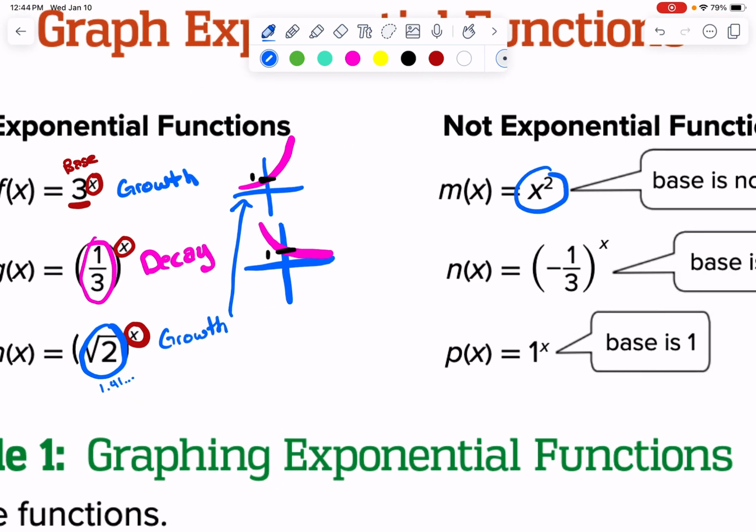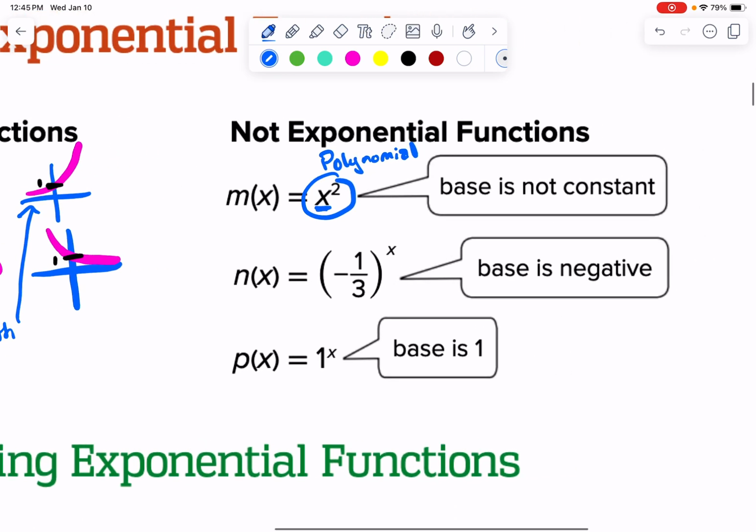This guy is x to the second power. So the variable is in the base, and this is called a polynomial. This is a quadratic function. So he's a parabola, basically, okay?